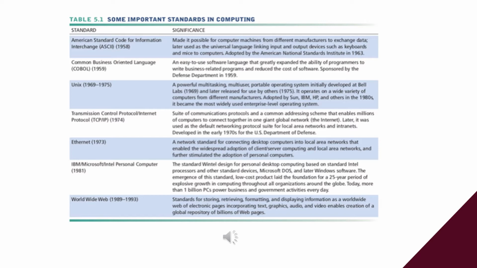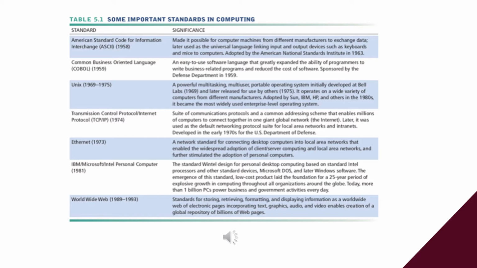We have American Standard Code for Information Interchange, ASCII, 1958. Made it possible for computer machines from different manufacturers to exchange data. Next is Common Business Oriented Language, or COBOL, 1959, a software language that greatly expanded the ability of programmers to write business-related programs.